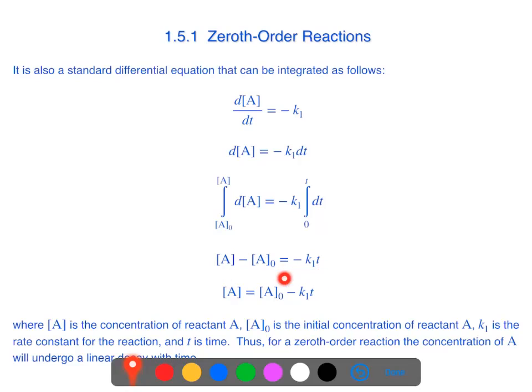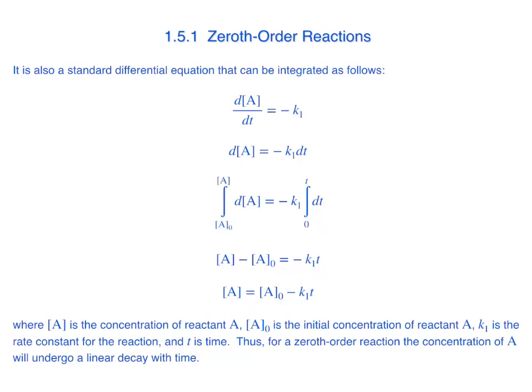And so this becomes an expression that we can use to evaluate the kinetics of a reaction. Here A is the concentration of reactant A, and A naught is the initial concentration of reactant A, k1, of course, is the rate constant for the reaction, and t is time. Thus, for a zeroth order reaction, the concentration of A will undergo a linear decay with time. And we can see that on the following slide.